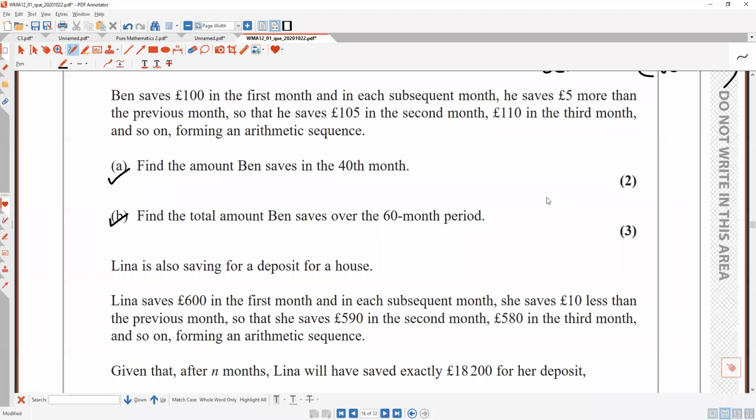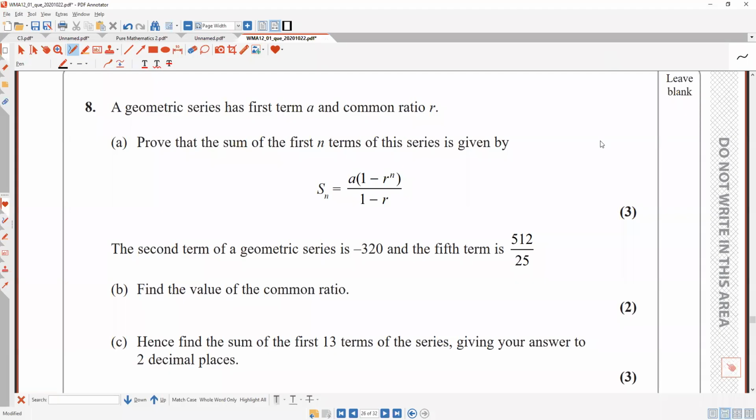Okay, we did this in arithmetic sequence, because this is arithmetic sequence. So we did this. Let me find a new question for you. This question is given to you, question number 8.